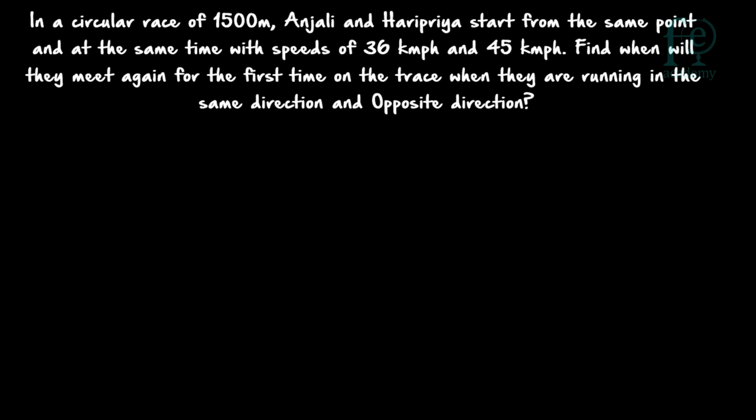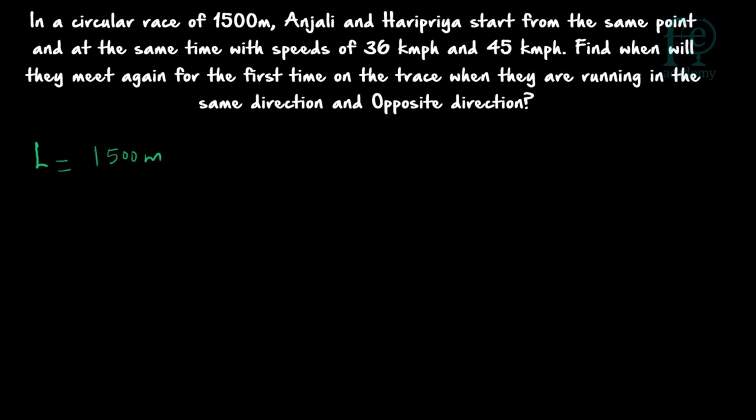So now in this video I will be teaching you the formula for finding out the answer for the questions on circular races. So first, what is given? A circular race of 1500 meter, or you can say the distance to be covered in the race or the length of the race is equal to 1500 meter. So let L be the length of the race or the distance of the race, whatever, that L is equal to 1500 meter.